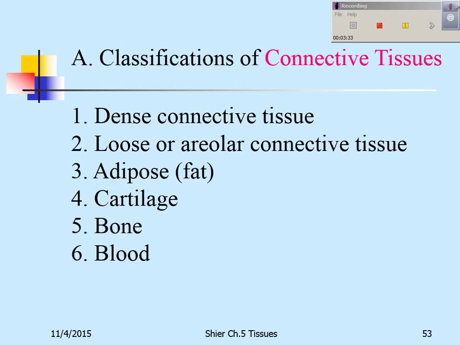Now, I had a student ask, why on earth is blood considered a connective tissue? One of the biggest reasons is that blood has that one major characteristic that connective tissues have, and that is there are very few cells and a lot of intercellular matrix. And also there are some specific functions for connective tissues that blood helps with. So again, we have dense connective tissue, loose or areolar connective tissue, adipose tissue or fat tissue, cartilage, bone, and blood.